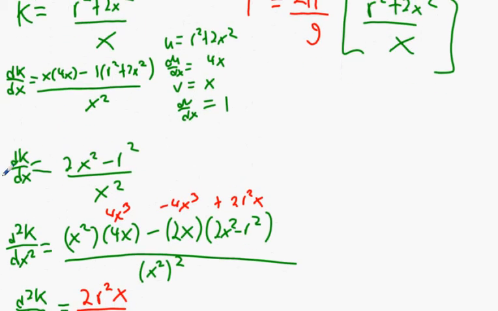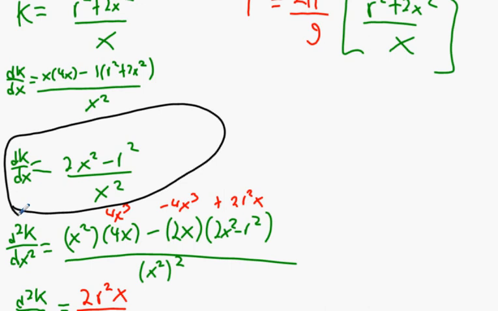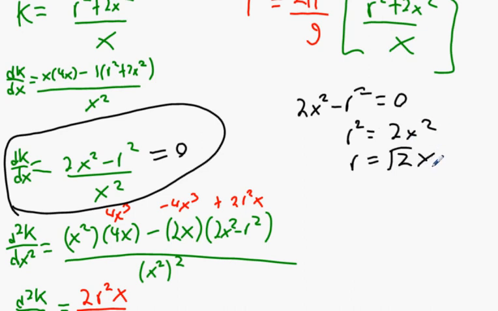We never solved the first derivative equal to 0. So we're back in this neck of the woods and we're putting that equal to 0. We then get 2x squared minus r squared equals 0. r squared equals 2x squared. r equals the square root of 2x. Oh wait, I wanted x on its own. Nope, never mind.